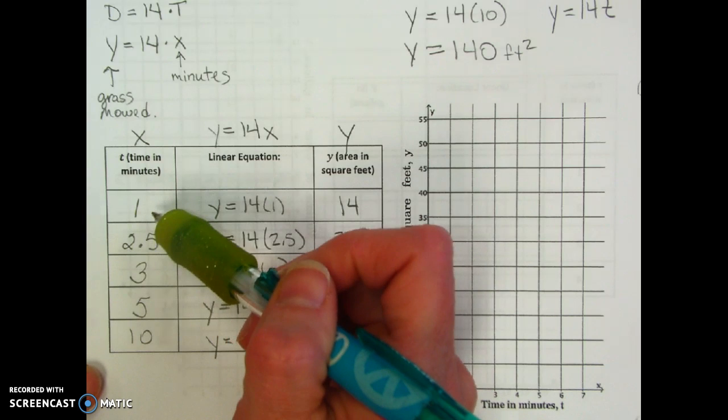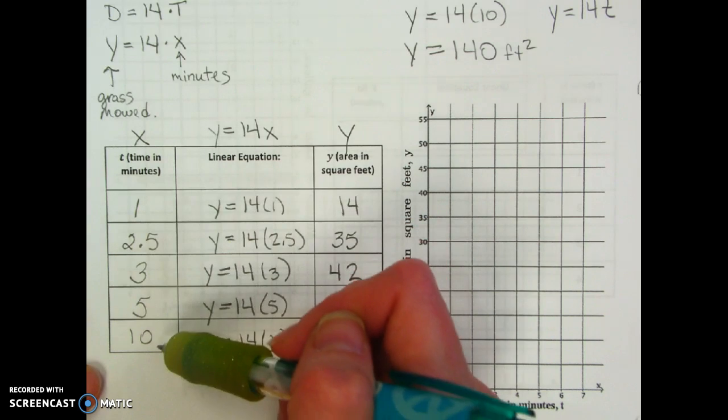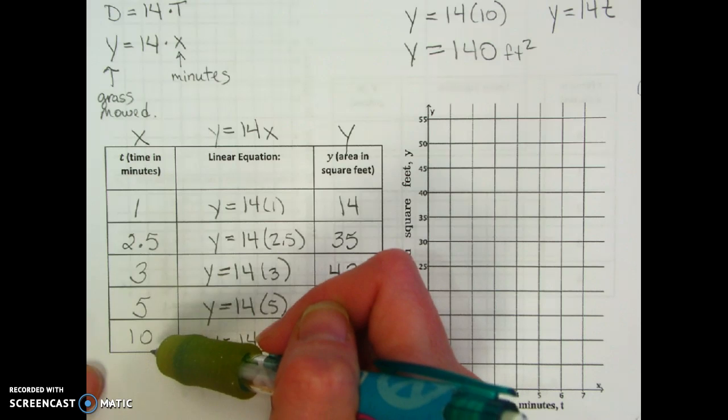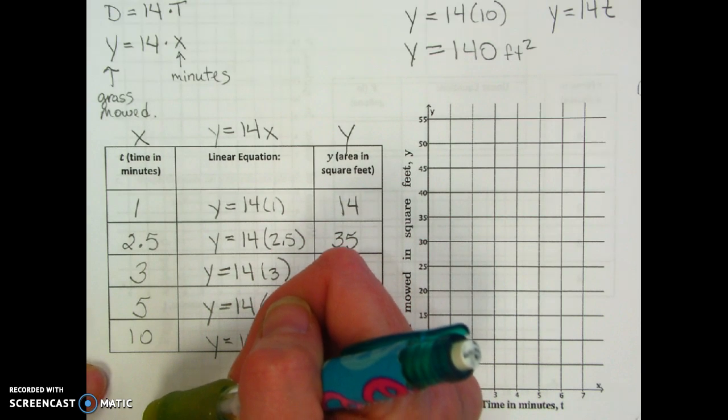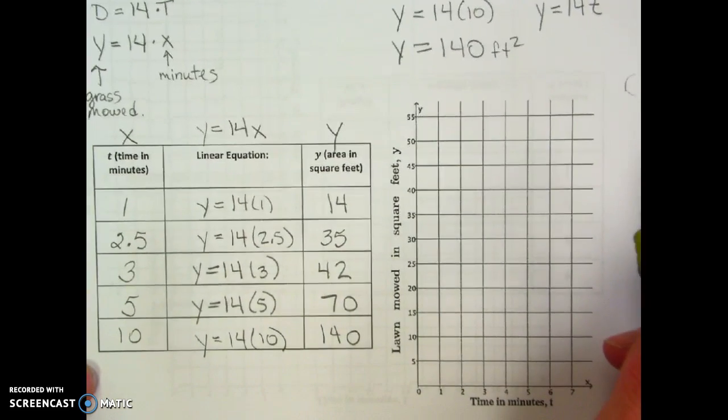Okay? It's reasonable that I would mow for 1 minute. It's reasonable that I would mow for 10 minutes. So these are all reasonable numbers here. We probably go up to 30 minutes would be still reasonable. Anyhow, now we need to plot these points.